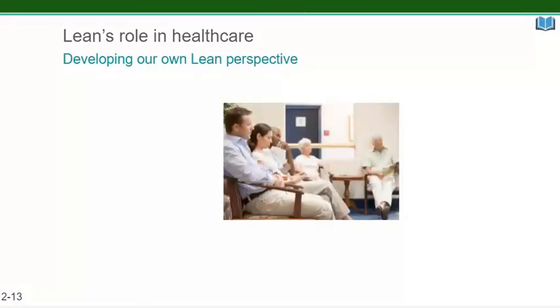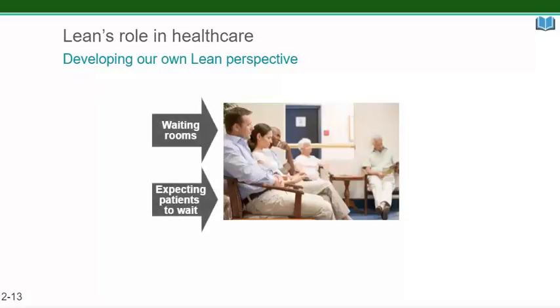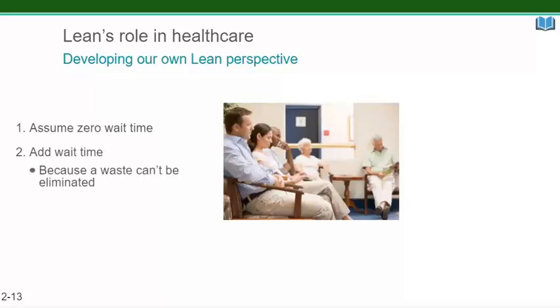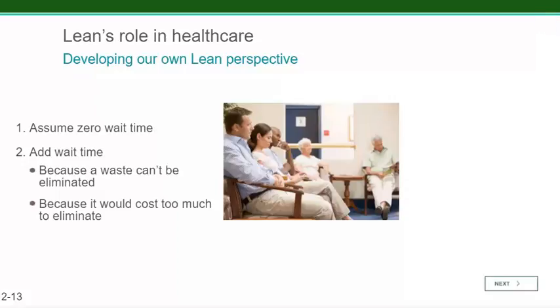As we develop our own Lean perspective, we will begin to see that the areas we've taken for granted, like waiting rooms and expecting the patient to wait, don't have to be a normal part of the process. In fact, if we apply Lean thinking, we will first assume zero wait time. Then we'll work to see where we need to add wait time because there's a waste that can't be completely eliminated, or it would cost so much to eliminate it that it's not worth doing so. But in the process, if we have to add wait time, it will be the exception and will result in far less waiting than the current system.